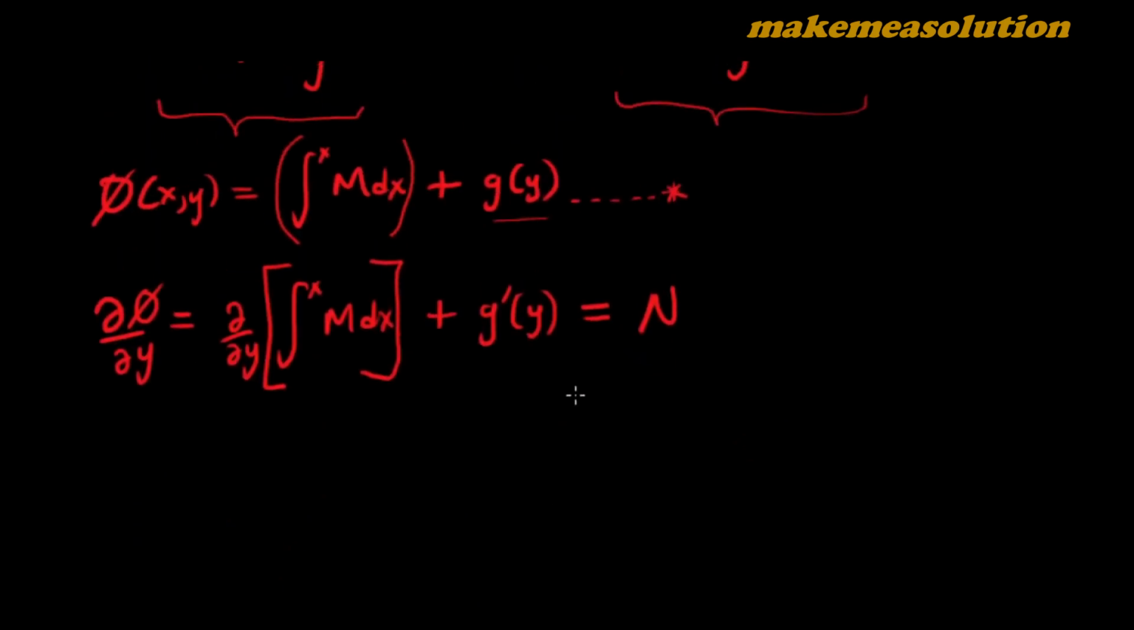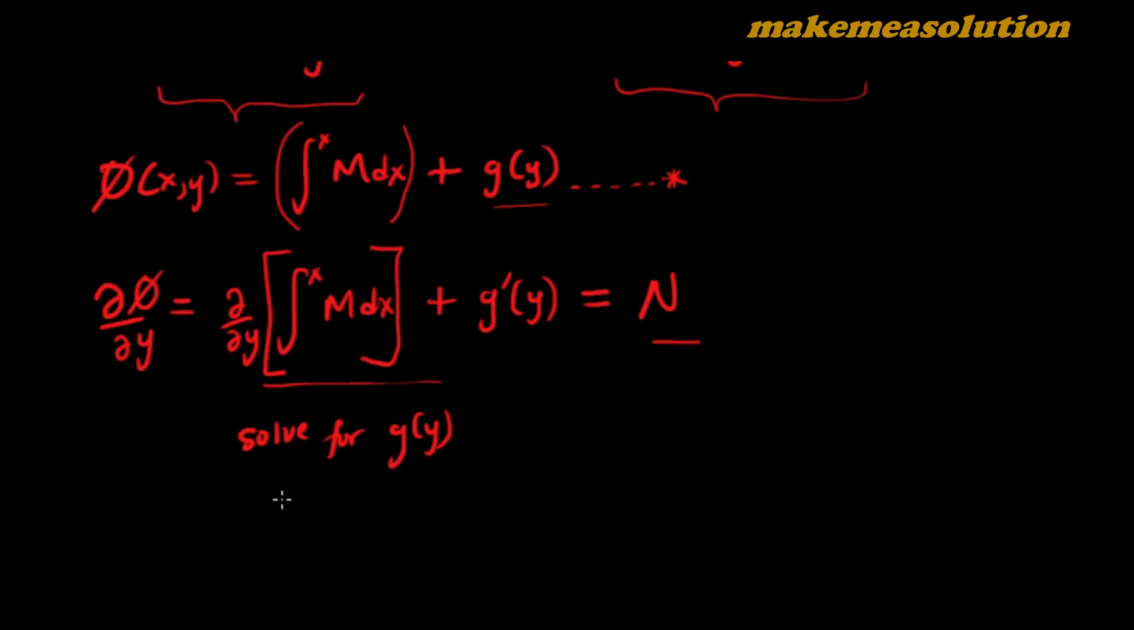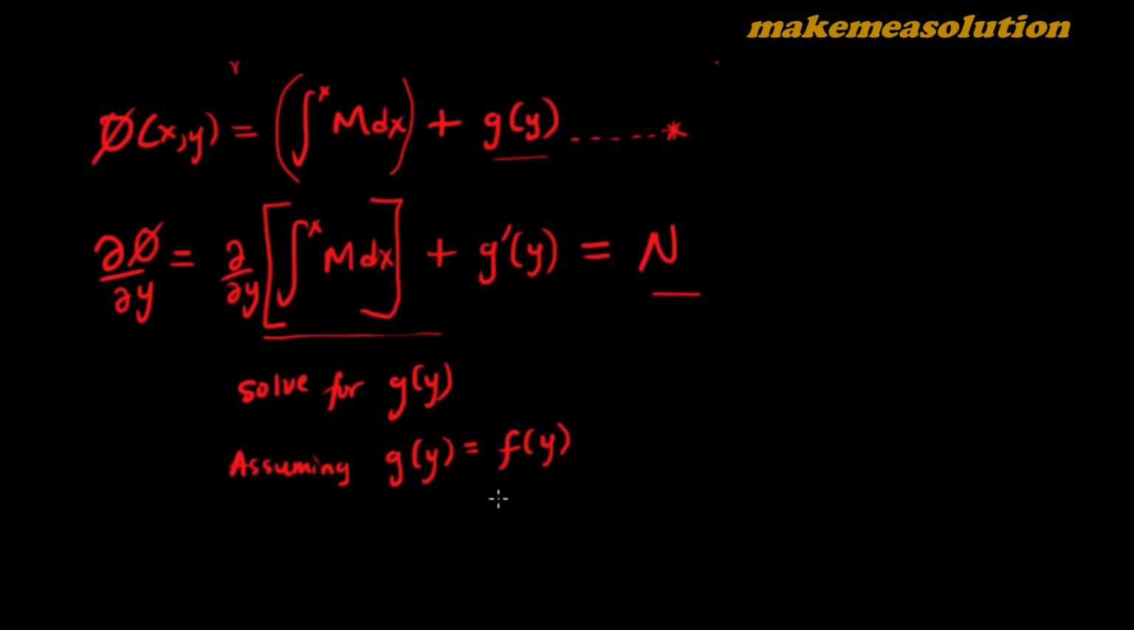So after getting this, solve for g of y. When you solve for g of y, you have to equate this whole expression to n. Then you're going to do some calculations, and when you get the value of g of y, you now plug it back into these equations. So assuming g of y is equal to some, let me say, f of y, for instance, because it will be strictly a function of y. Assuming you got g of y to be an f of y, this f of y could be a function of y or it could be a constant.